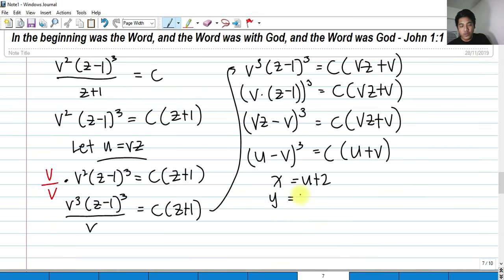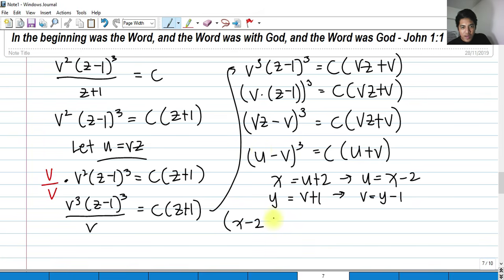Our y is equal to V plus 1 a while ago. So, we're going to substitute it back to its original variables x and y. So, I can get U and V. U here would be x minus 2, and V here would be y minus 1. So, substituting it back, U is x minus 2.